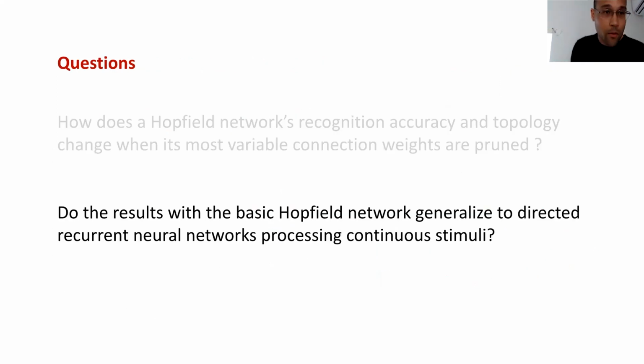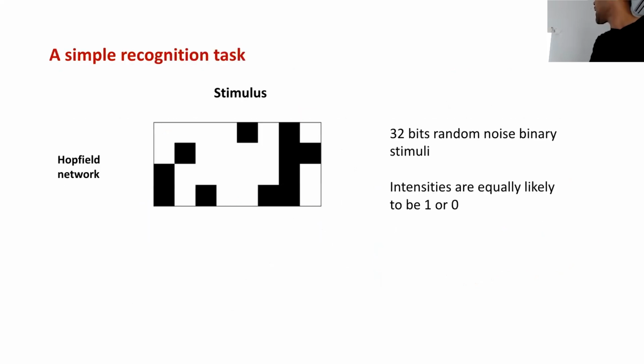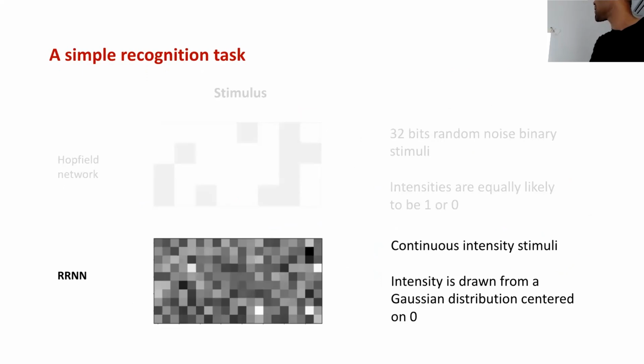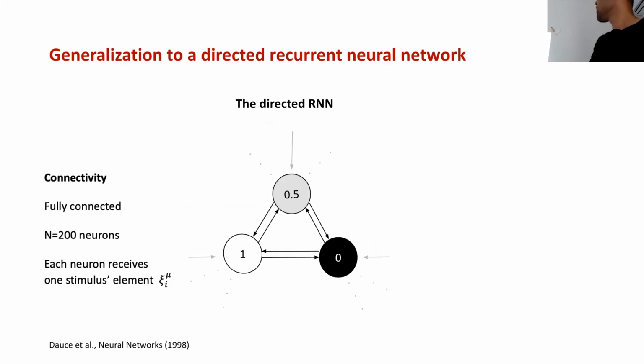So here I will go very quickly through this part, and the conclusion is: do we generalize? Yes, actually. I studied the same task, so I won't go through the task again. There are small details that are different, but the task is exactly the same. It's just that the network is more complex. It's a directed recurrent neural network with particular dynamics.